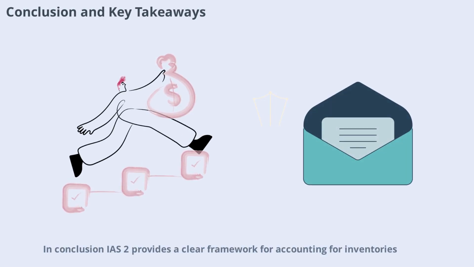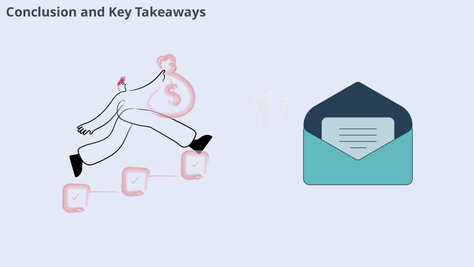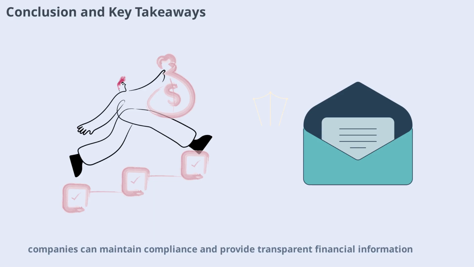Conclusion: IAS 2 provides a clear framework for accounting for inventories, ensuring that businesses report their assets and costs accurately. By understanding both the inclusions and exclusions, companies can maintain compliance and provide transparent financial information. Remember, the scope of IAS 2 is all about capturing the true nature of inventory in the ordinary course of business, while leaving specialized assets to other standards.